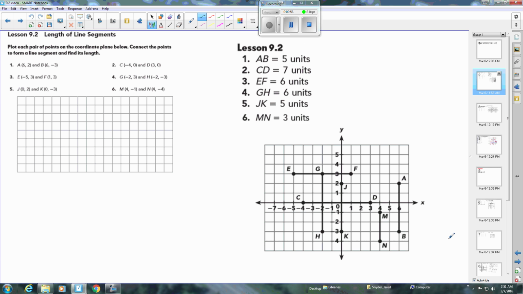CD is the next one. C to D, that one's on the x-axis, and it went from -4 to 3, so that's going to be 7 units. EF goes from -5 to 1, so that's going to be 6 units. GH is 1, 2, 3, 4, 5, 6. JK is going to be 1, 2, 3, 4, 5. And MN is going to be 3, which is 1, 2, 3.